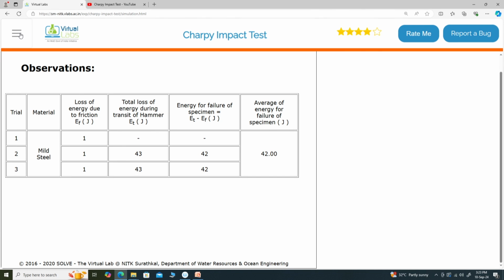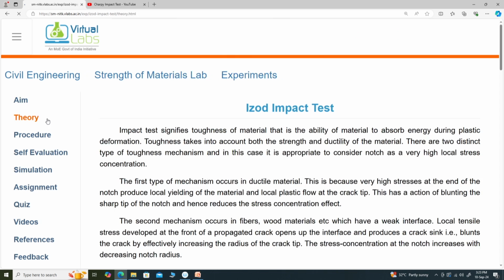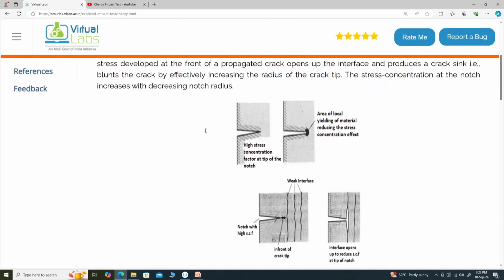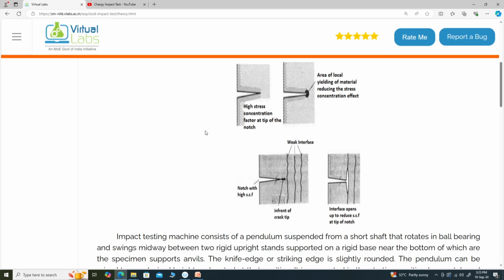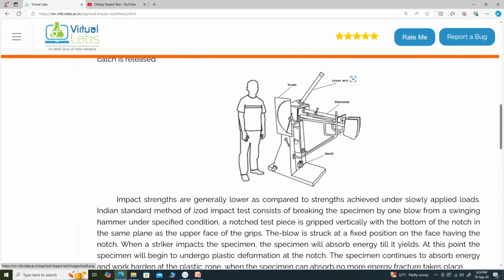Let me also go through the IZOD test here. This is the IZOD impact test, where the aim is to find the impact resistance of mild steel and cast iron. In theory, the only difference between the IZOD and the Charpy test is that in the IZOD test we break the specimen at the end. There is a high stress concentration factor at the tip of the notch, with local yielding of material reducing the stress concentration effect. There are certain interfaces of the notch given here to show the weak interface, and these could all be studied. So this is our experimental setup.